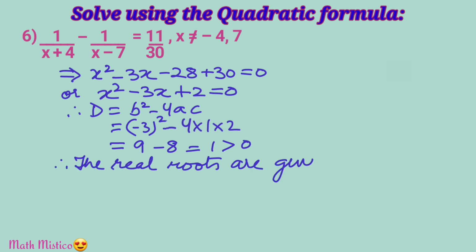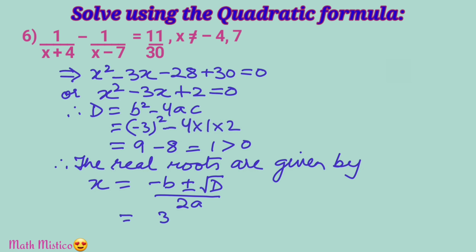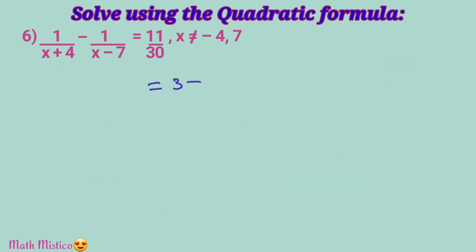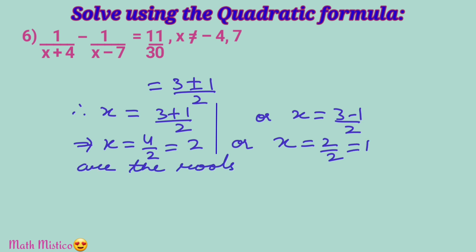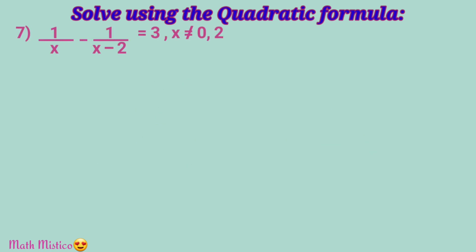So the real roots are given by x equal to minus b plus minus under root capital D upon 2a, or x equal to 3 plus minus under root 1 upon 2. Square root of 1 is 1. So the two roots are 3 plus 1 upon 2 and 3 minus 1 upon 2. That is x equal to 2 and x equal to 1. Now can you try out a similar problem yourself? Pause your screen and solve, and then we'll discuss the answer.